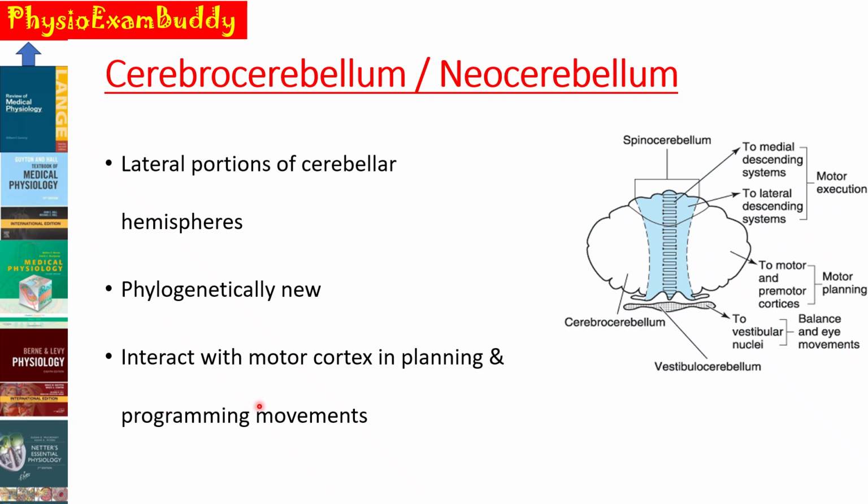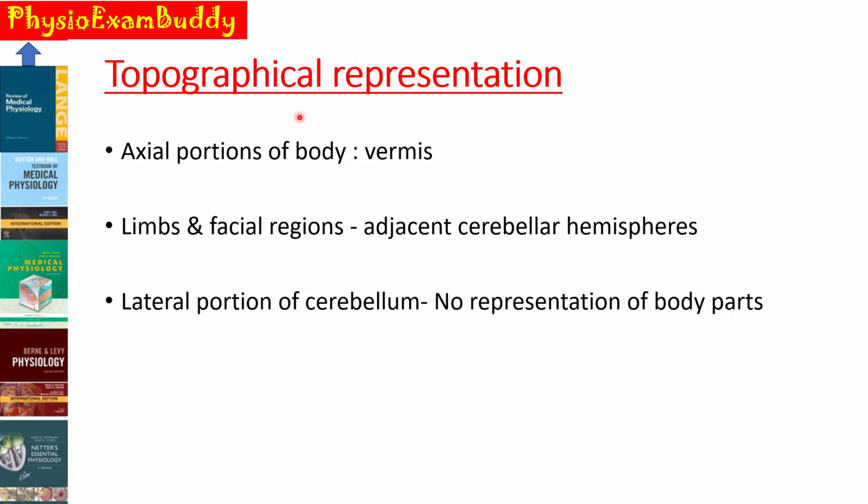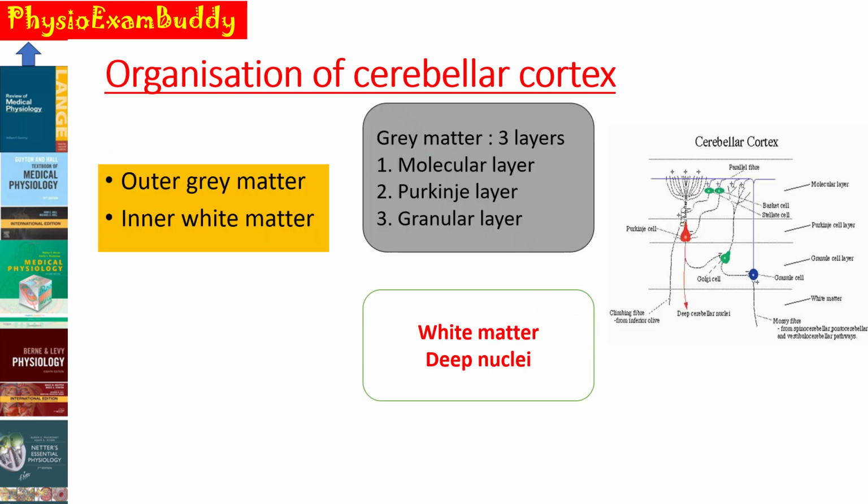And it helps to interact with the motor cortex in the planning as well as programming of the movements. Next is about the topographical representation. In the vermis, the axial portions of our body are represented, whereas the limb and facial regions get their representation in the adjacent cerebellar hemispheres. And in the most lateral portion of the cerebellum, there is no representation of the body parts.